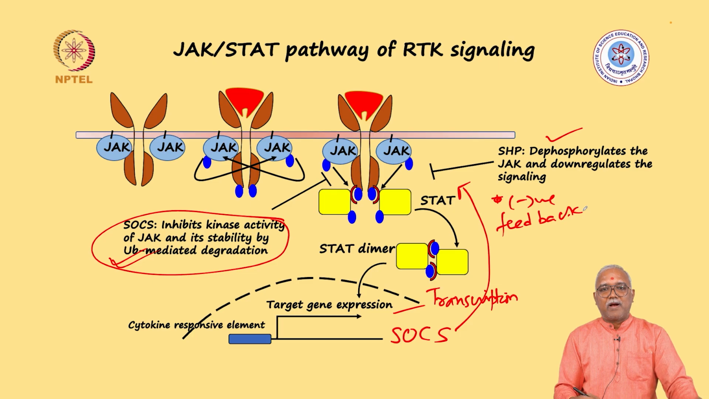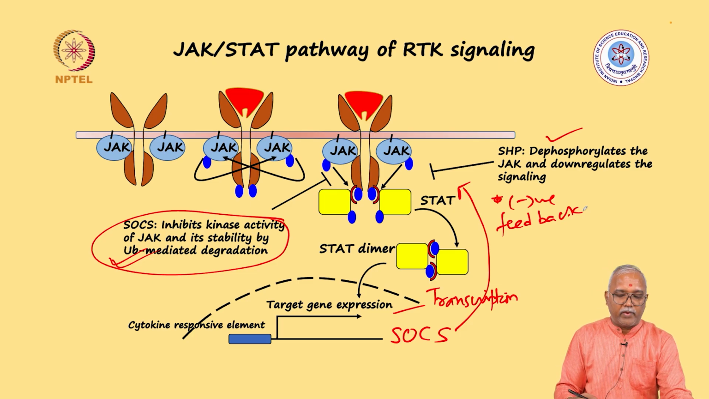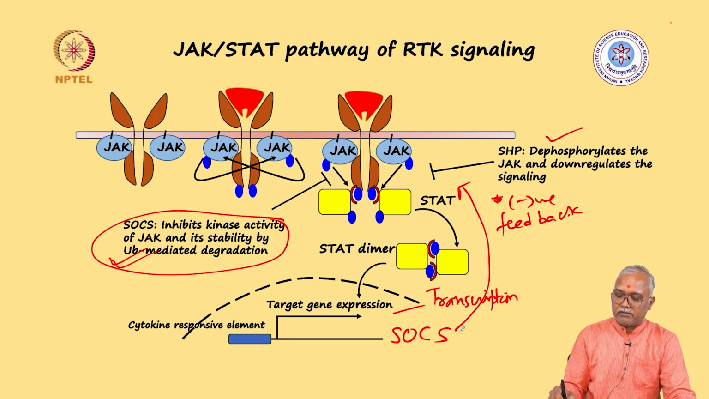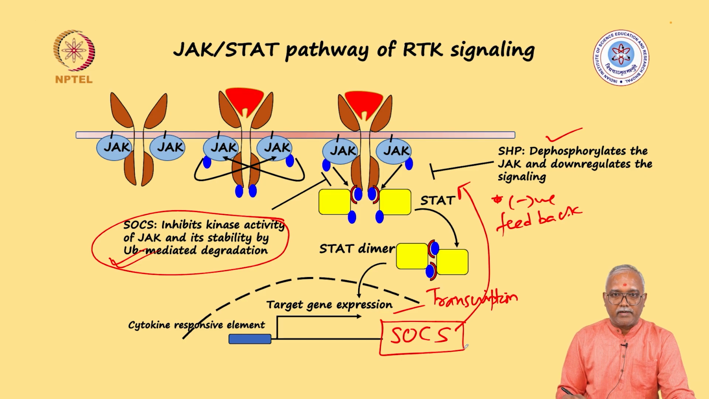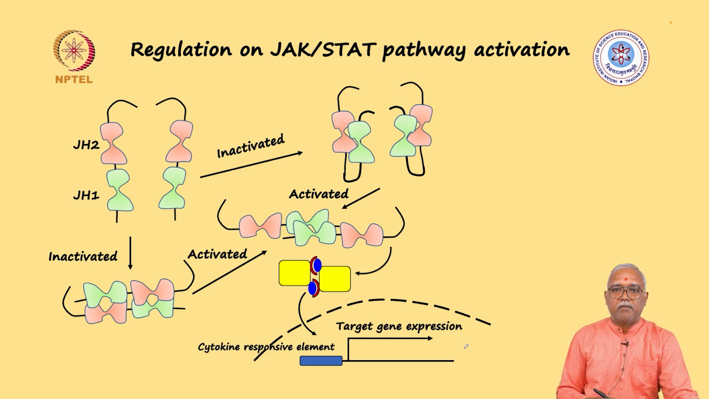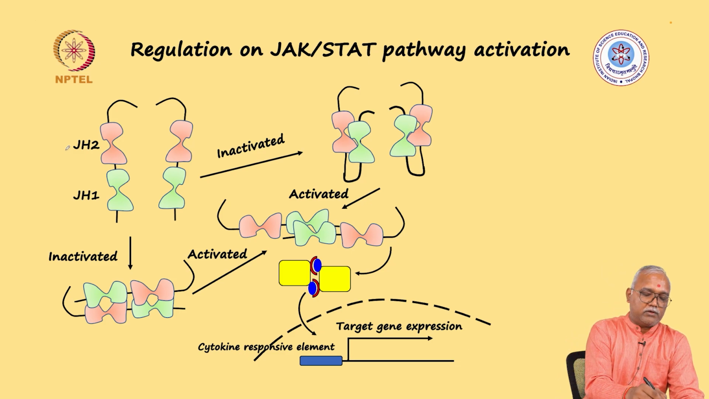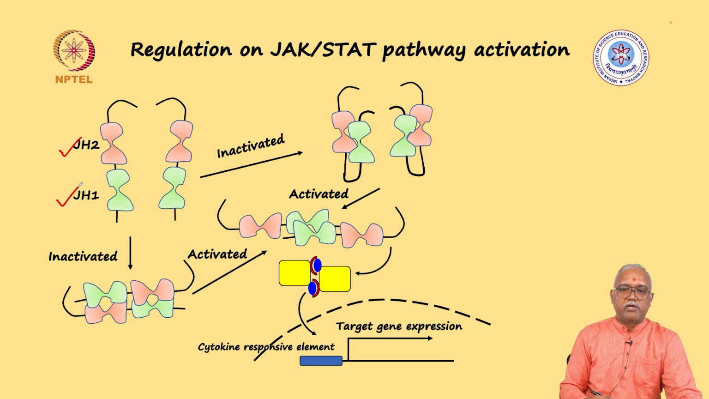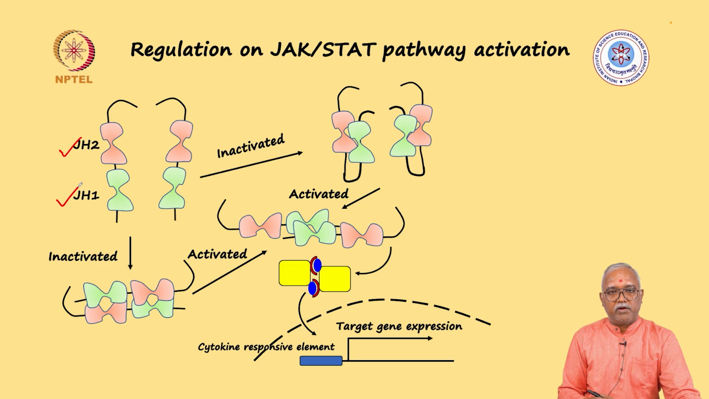So the JAK-STAT pathway will be activated in multiple different ways, ensuring that the signaling is moving forward, and when required, it is sent in the backward direction through feedback regulation. I was telling you that JAK could be regulated by the presence of one of these domains, which we call the JH or JAK homology domain. You recollect that SOCS and SHP are doing the regulatory function over there.